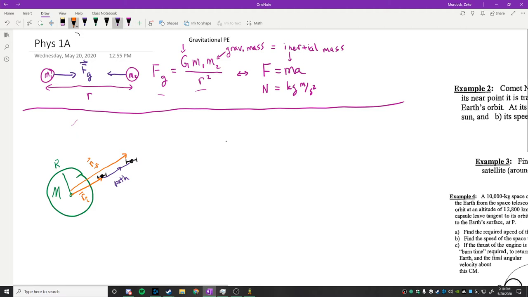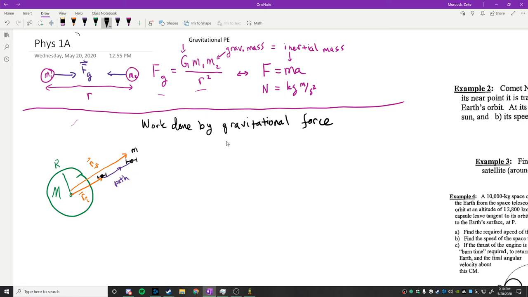And the thing we want to work on here is we want to ask the question, what's the work done by the gravitational force? What's the work done by gravity, effectively? And to do this, we're going to need to know what the mass of this guy is. We'll call that mass M. We're calling this mass big M.